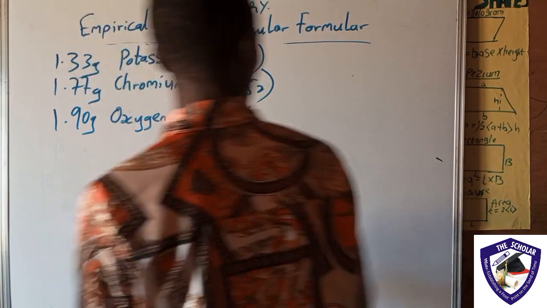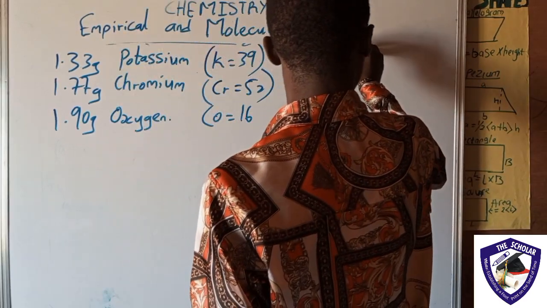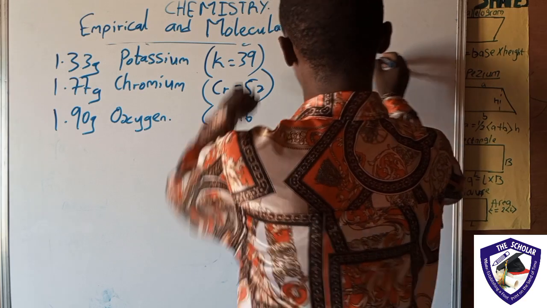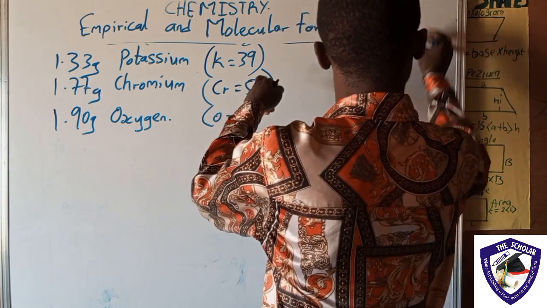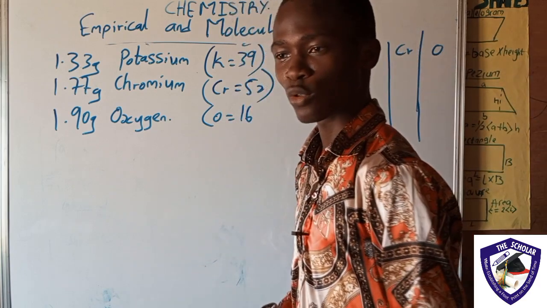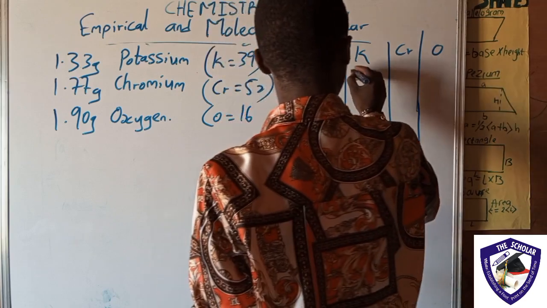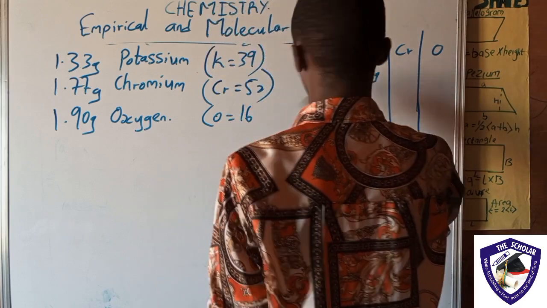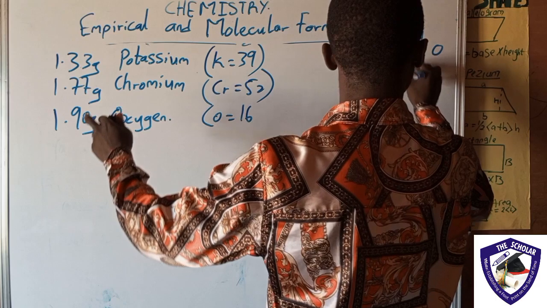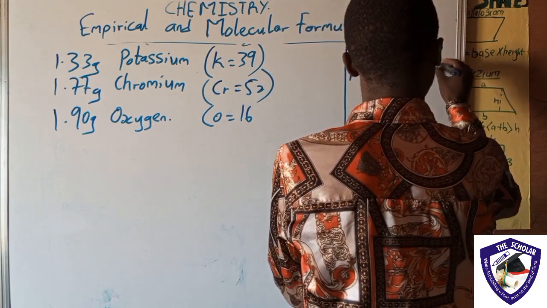Now, to calculate the empirical formula of these elements, we have K, Cr, which is chromium, then oxygen. The first thing is to write out the reacting mass. Here we have 1.33 gram. Here we have 1.77. And for oxygen, we have 1.90.